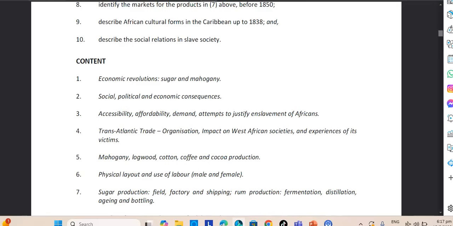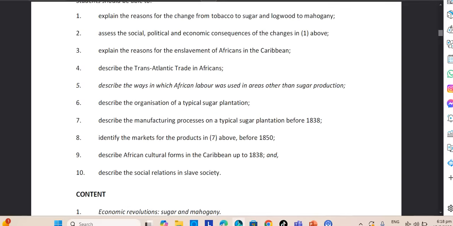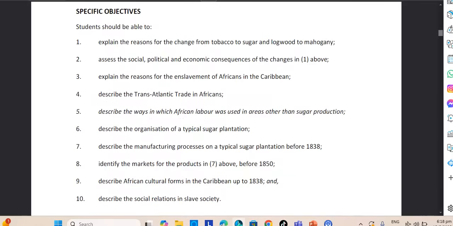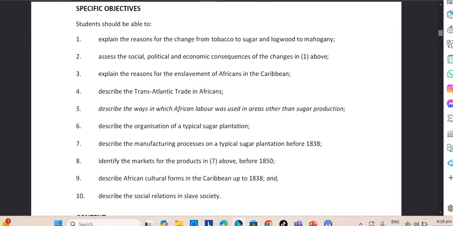So, in conclusion, the shift that we're seeing from tobacco to sugar and from logwood to mahogany was driven by market forces, European consumer demand, and agricultural potential. These changes sparked an economic revolution that redefined the Caribbean societies, deepened colonial exploitation, and linked the region to a global economic system that was centered around profit, plantation labor, and resource extraction. So if you get a question on theme 2, asking about the reasons for the exchange from tobacco to sugar and logwood to mahogany, you should be able to explain that.